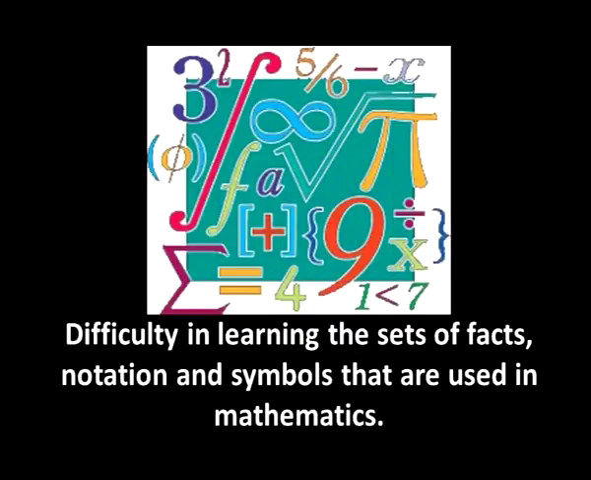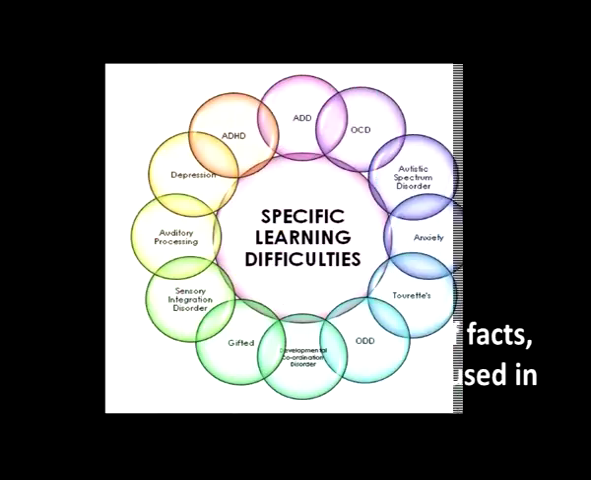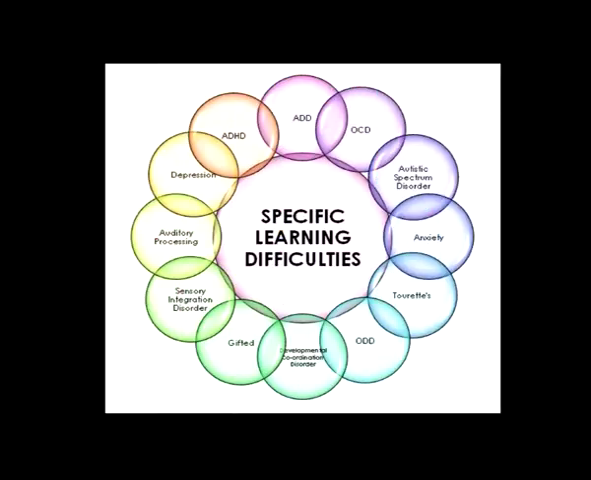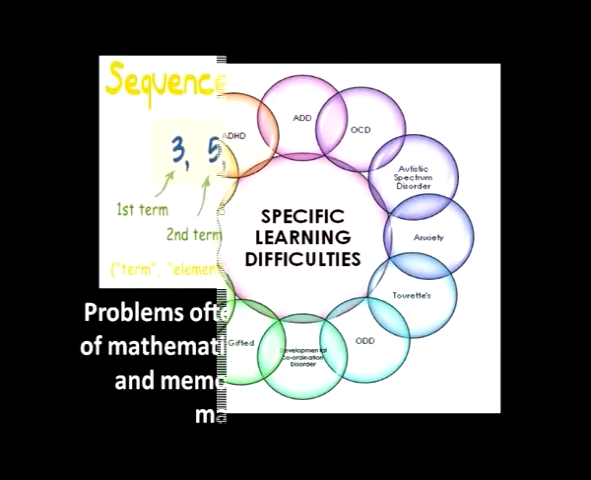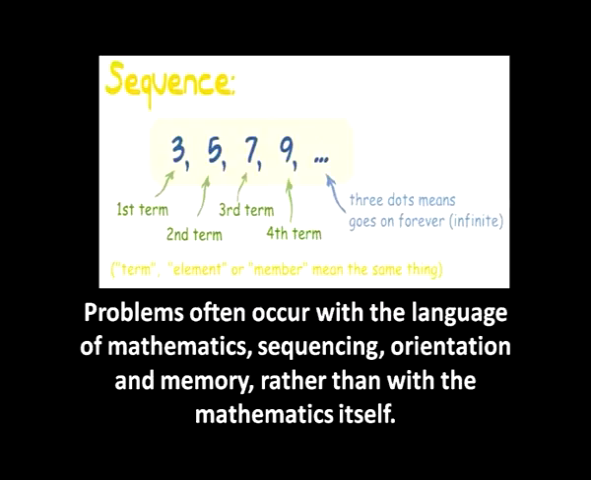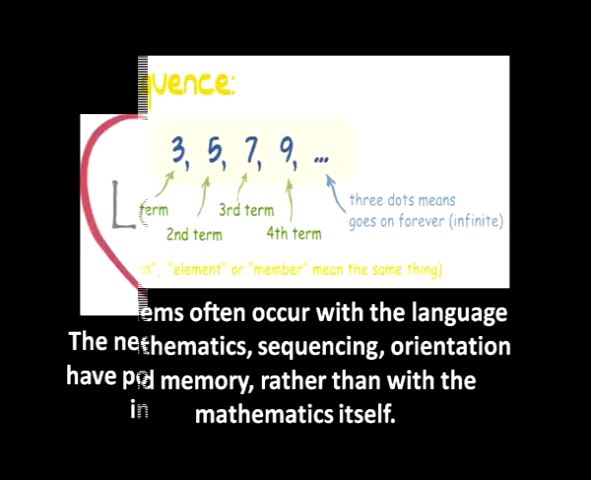It is not surprising that those who have difficulties in deciphering written words should also have difficulty in learning the sets of facts, notation, and symbols that are used in mathematics. This pattern of abilities and weaknesses is known as specific learning difficulties. Problems often occur with the language of mathematics, sequencing, orientation and memory rather than with the mathematics itself.